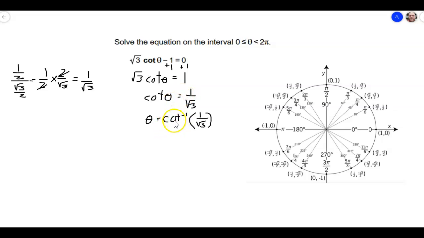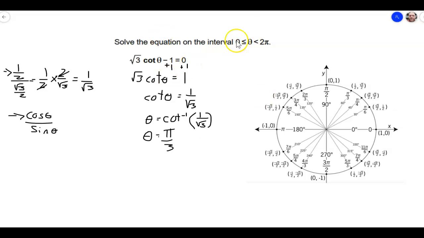And since cotangent is the cosine of theta over the sine of theta, I am matching the cosine with the 1/2. So where is the cosine equal to 1/2? Well, that is the angle pi over 3. So theta here is going to be equal to pi over 3.